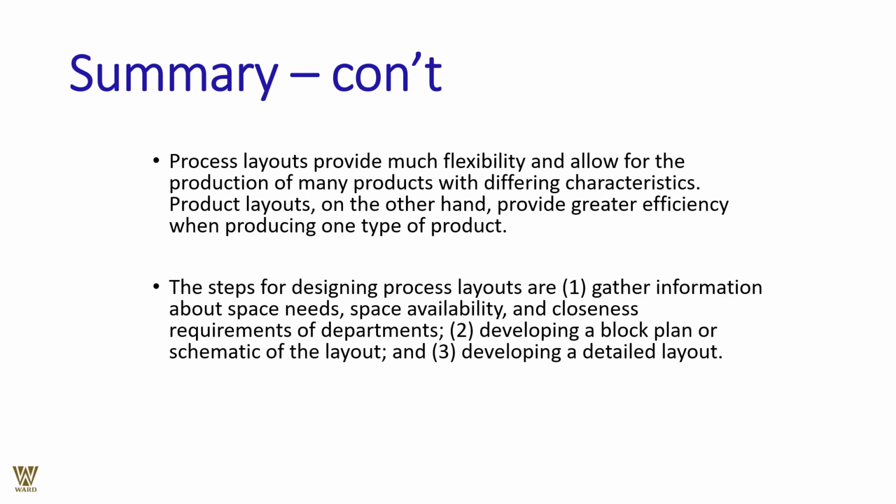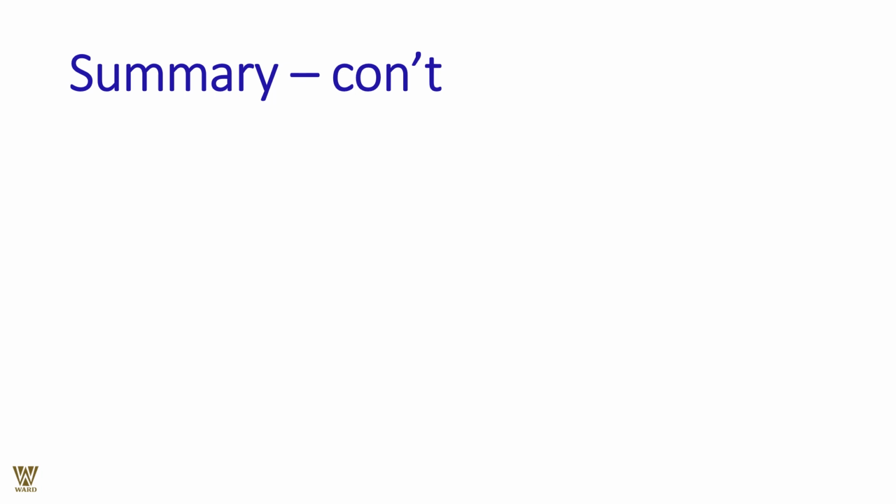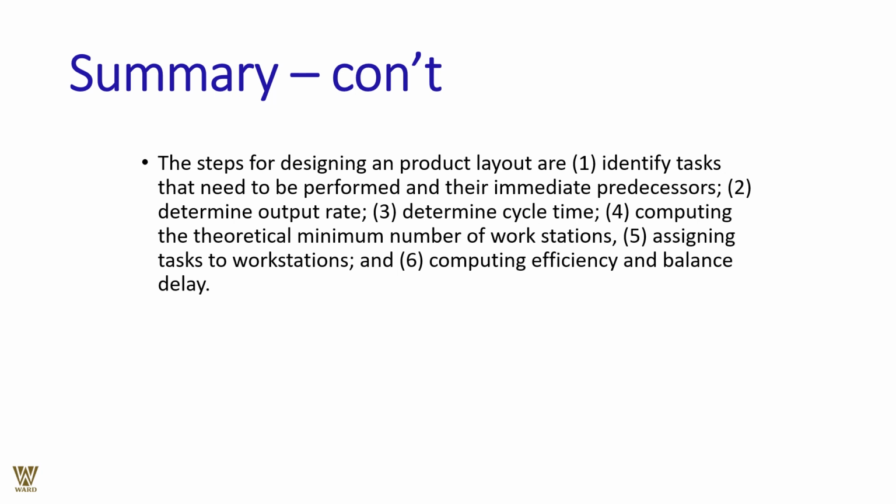Now let us look at the steps. First, the steps for process layout would be gathering information in terms of space needs, space availability, and closeness requirement of the departments, development of a block plan or schematic of the layout, and developing a detailed layout thereby. Similarly, the steps for product layout are: first, identify the tasks that need to be performed and their immediate predecessors. Second, determine the output rate. Third, determine the cycle time. Fourth, compute the theoretical number of workstations. Fifth, assign the tasks to the workstations. And the last one would be computing efficiencies and balancing delay if there is any.